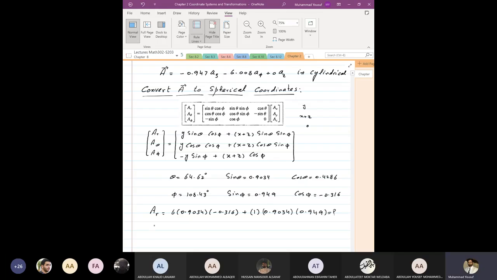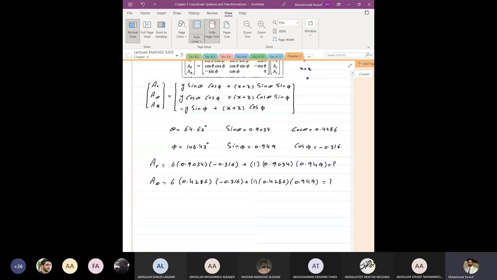using your calculator. Similarly, A_theta will be 6 times cosine theta, and cosine theta is 0.4286, multiply cosine phi, negative 0.316, plus 1 multiply cosine theta, 0.4286, multiply sine phi, 0.949, and calculate what this is. Someone can do these calculations.